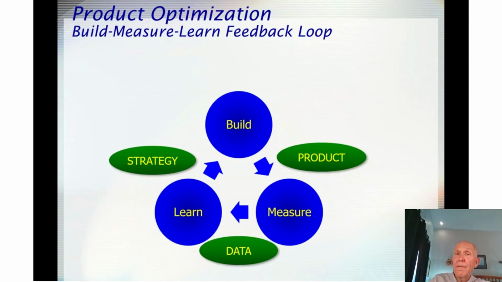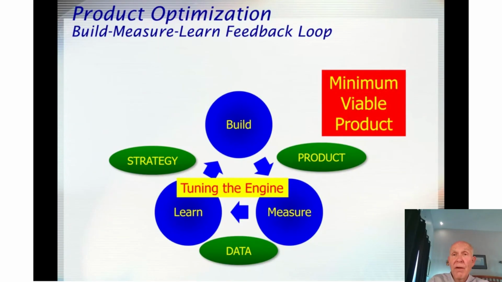So what do you build? Well, he calls this tuning the engines, and you want to do this quickly. What are you building? You're building something called a minimum viable product. If you've been in a startup or you've been involved in university competitions, you'll hear the word MVP all the time. This is where this comes from.